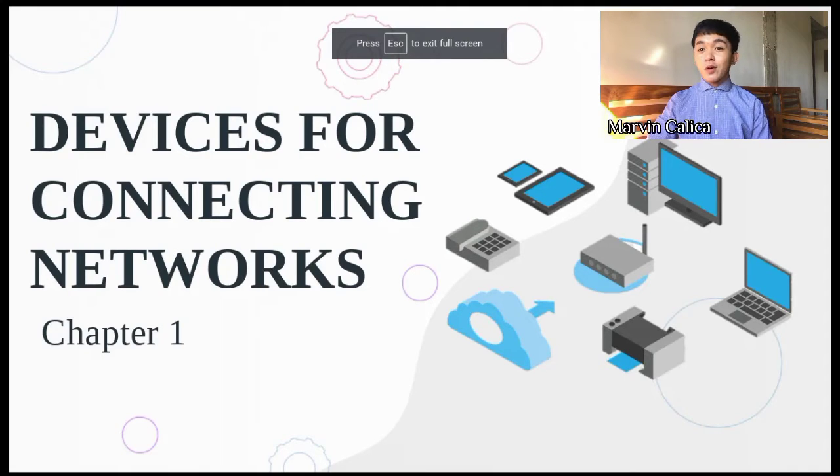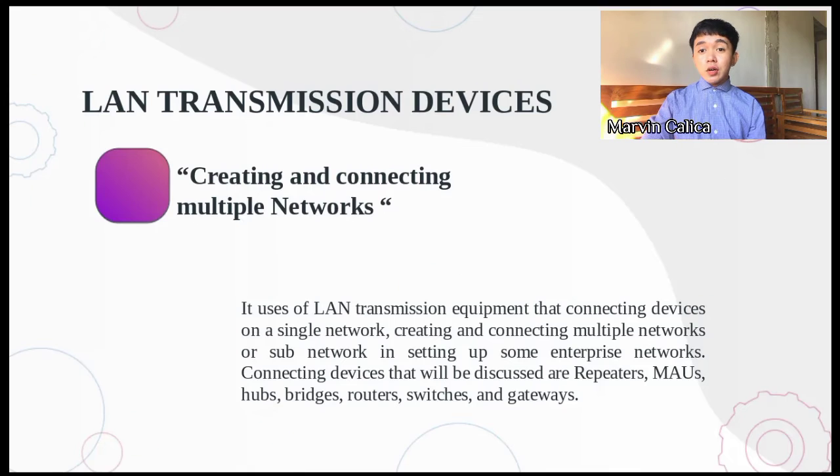Today we're glad to discuss chapter 1, which is the devices for connecting networks. Let's start with local area network transmission devices, which we assume that you have seen or have at home. Examples of this are repeaters, multi-station access units, hubs, bridges, routers, switches, and gateways. These devices in general are essential in transmitting or sending data.